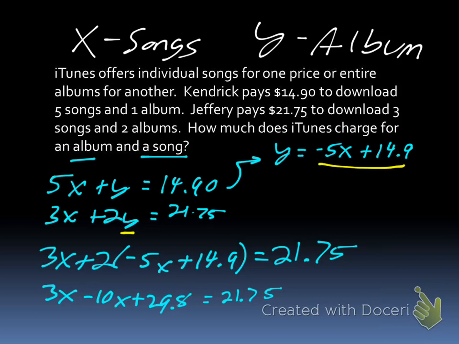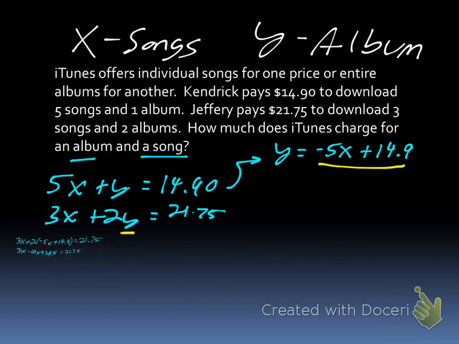Running out of room. Everybody good with what's up there? At least as far as the equations go? Let me see what I got. Alright, check me out. So we got negative 7x equals negative 8.05, is that right? Okay, and I'm going to stop right there.